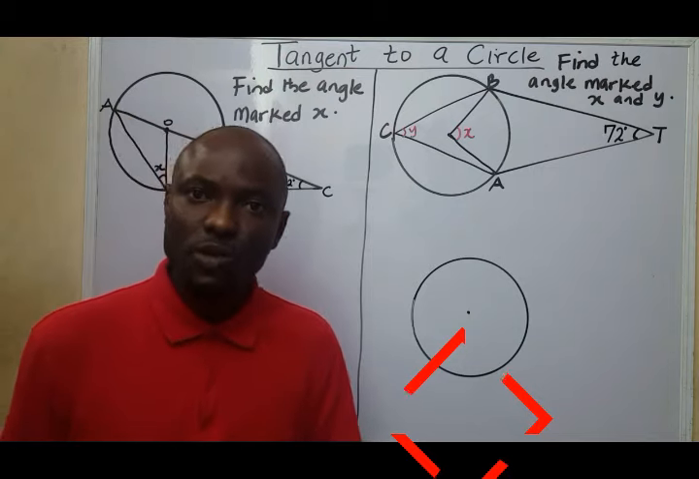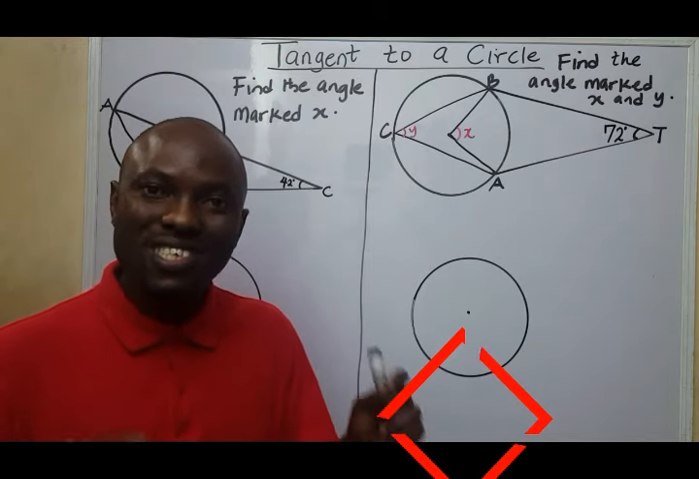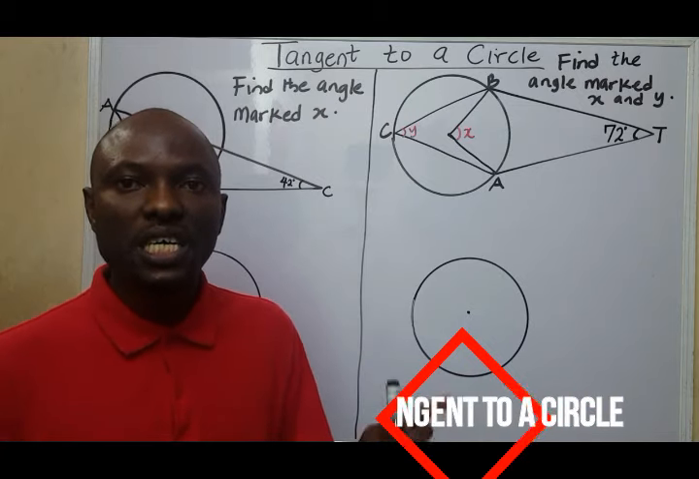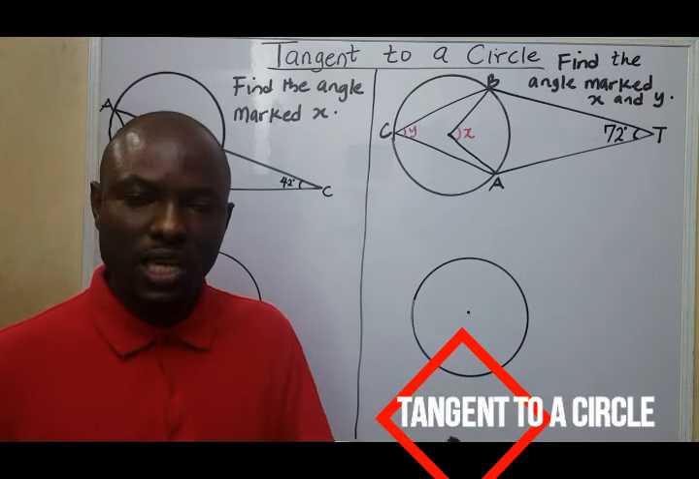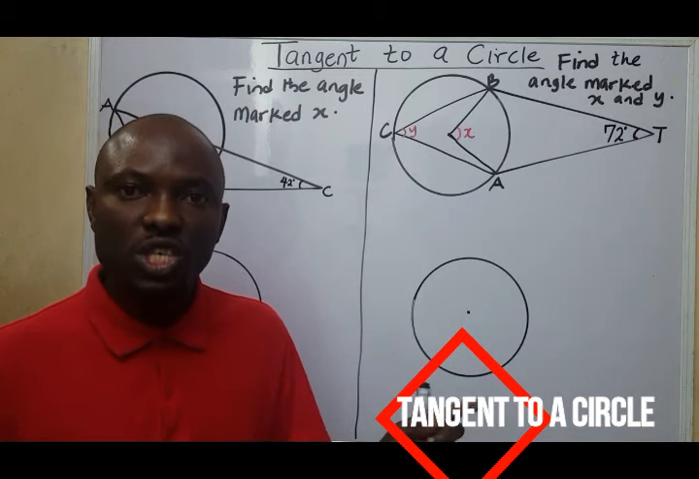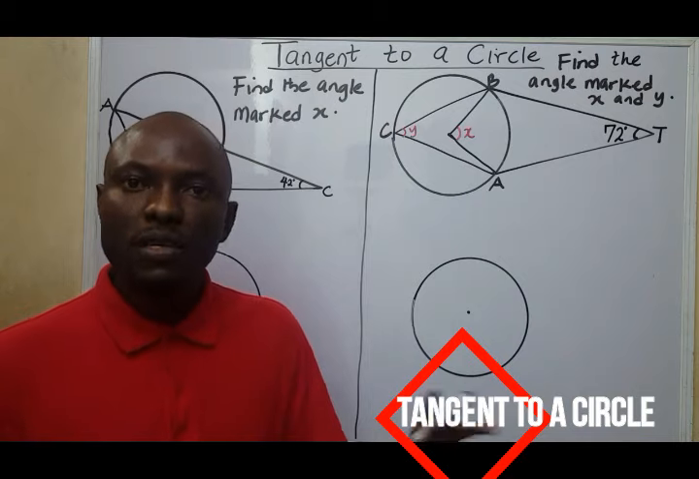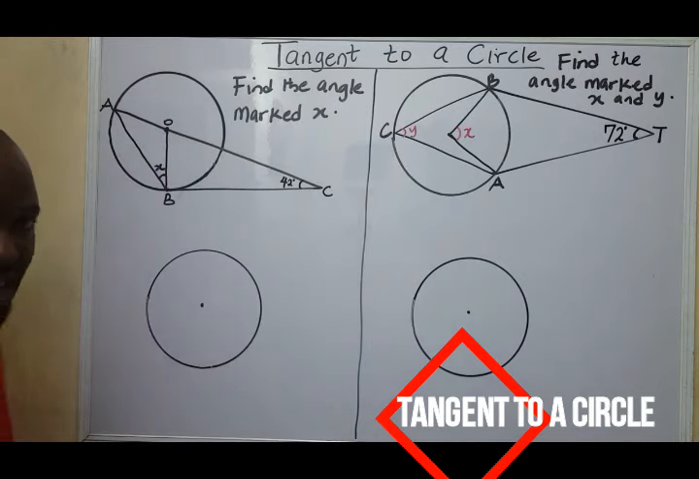Now, what do we mean by the tangent of the circle? The tangent of the circle is a line segment that touches the circle at only one point, and that point is called the point of contact. There are two important things you need to know about the tangent of a circle in order to solve problems involving it.